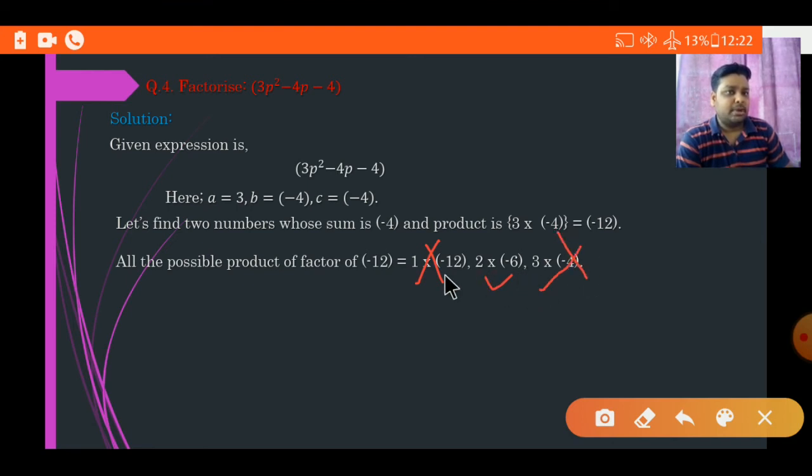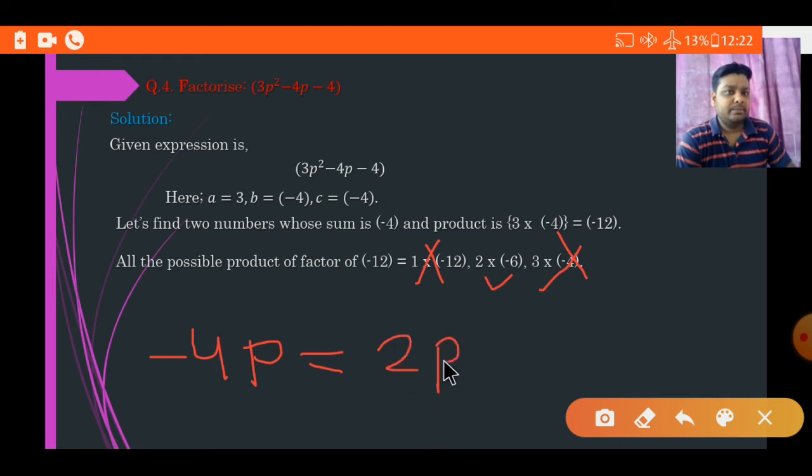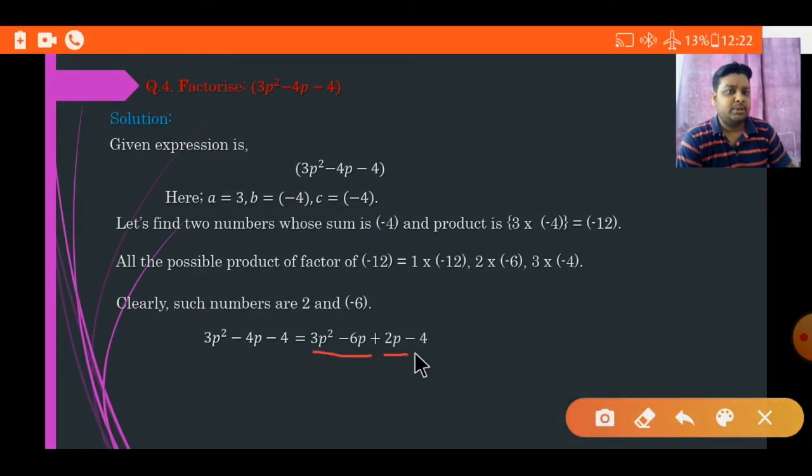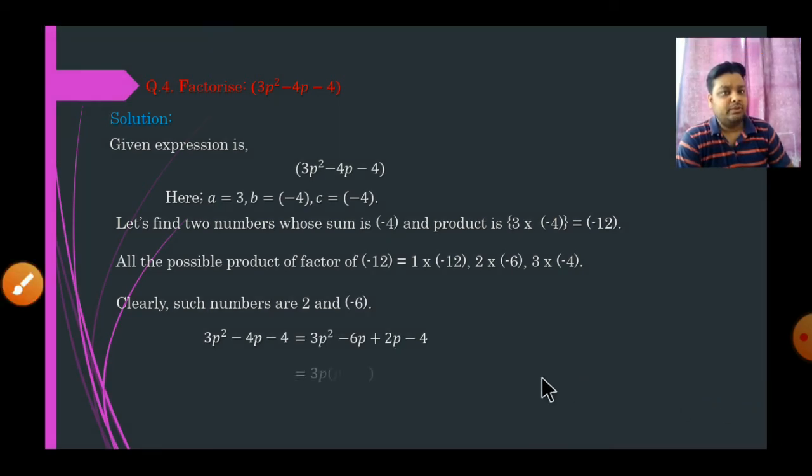So with 2 and minus 6, we can write minus 4p as 2p minus 6p, or minus 6p plus 2p. So we can write it in pairs: 3p square minus 6p plus 2p minus 4. What is common here? In the first pair, the constant and variable common is 3p, and in the second pair only the constant 2 is common. So we will take 3p common, then p minus 2 is left. Here plus 2 is common, then p minus 2 is left.